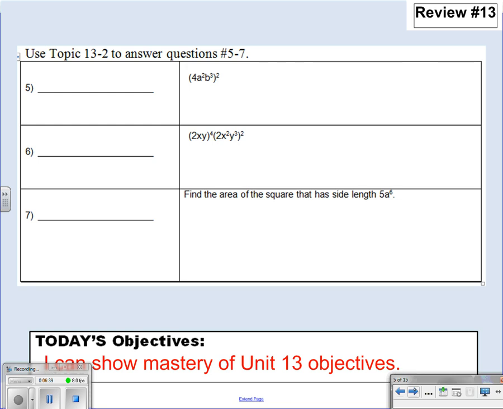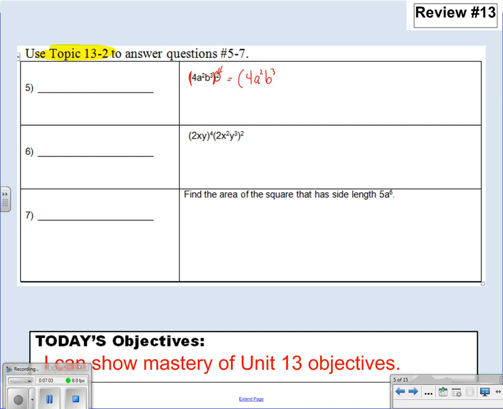Problems 5 through 7 are from topic 13-2. So now you can turn to 13-2 if you have trouble with problems 5 through 7. These deal with exponents that have powers. And so you will see a parenthesis with an exponent on the outside. The exponent on the outside tells you how many times to stamp out what is in the parenthesis.